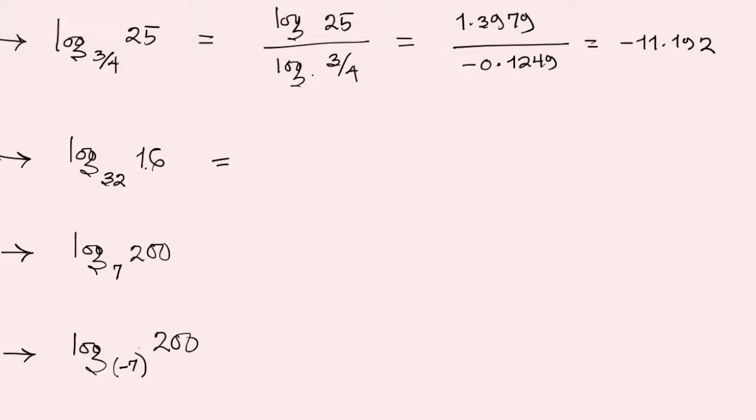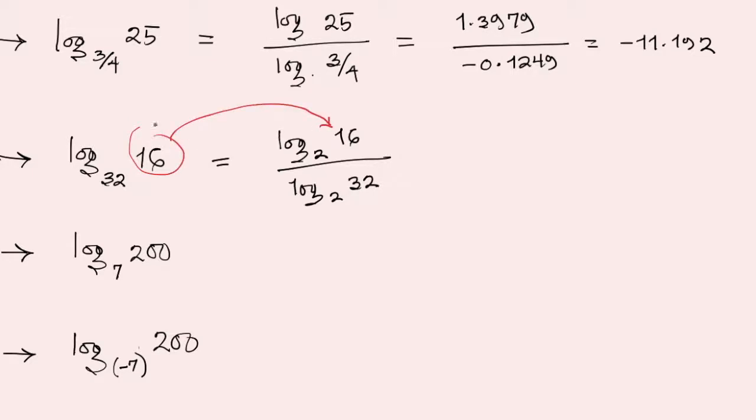Log to the base 32 of 16. We can convert this to, let's say, base 2: log to the base 2 of 16 over log to the base 2 of 32. Don't forget, the numerator is always the number and the denominator is the base.